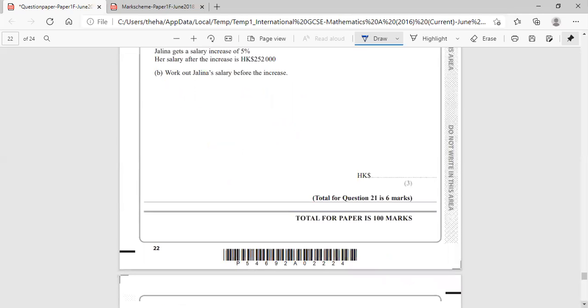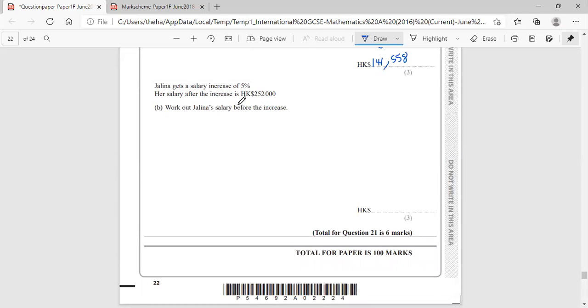So the last part now, and then we've gone through the whole paper. Jelena gets a salary increase of 5%. Her salary after the increase is 252,000 Hong Kong dollars. Work out Jelena's salary before the increase. So it increased by 5, which means her salary right now equals 105%. So what we can do is work out 1% by dividing that by 105.